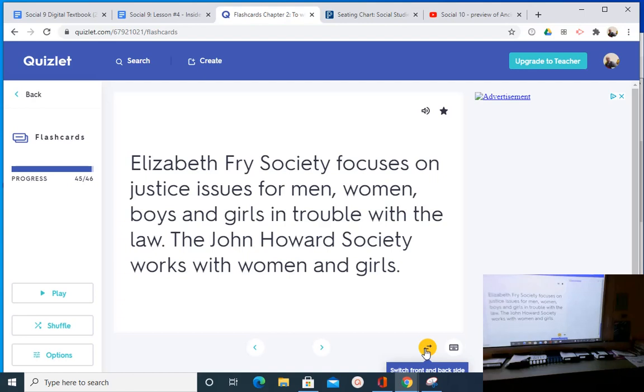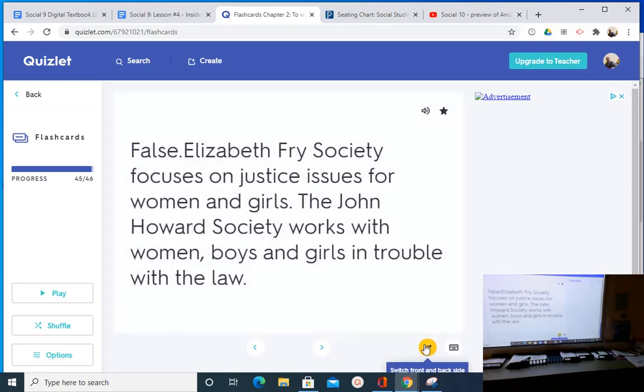Elizabeth Fry Society focuses on justice issues for men, women, boys, and girls in trouble. The John Howard Society works with women and girls. This, my friends, will be false. Elizabeth Fry Society focuses on justice issues for women and girls. John Howard Society focuses on men, women, boys, and girls in trouble. So Elizabeth Fry focuses on just women and girls.